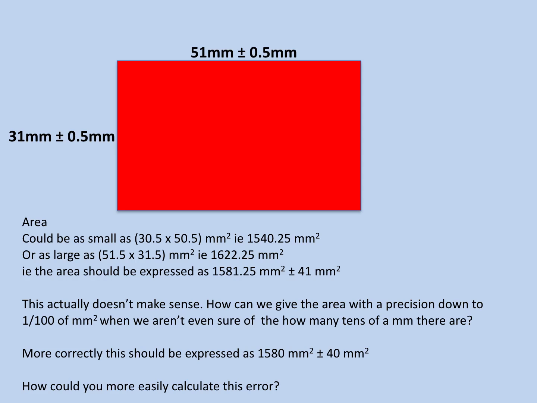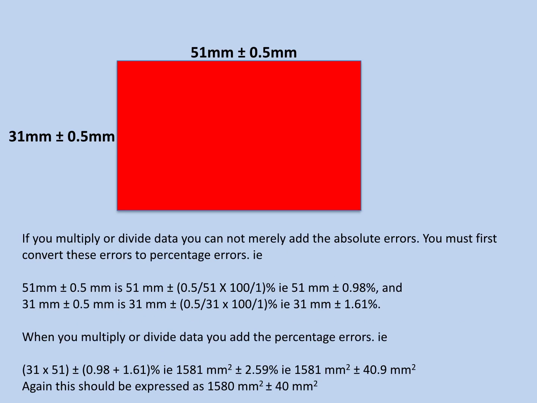So the way we do it, remember when we added or subtracted data, we just added the absolute errors. When we're multiplying or dividing data, we can't do that. So if we multiply and divide data, we can't just add the absolute errors. First you've got to convert those errors into percentage errors. So 51 plus or minus 0.5 is equivalent to 51 plus or minus 0.98%. And 31 plus or minus 0.5 is equivalent to 31 plus or minus 1.61%.